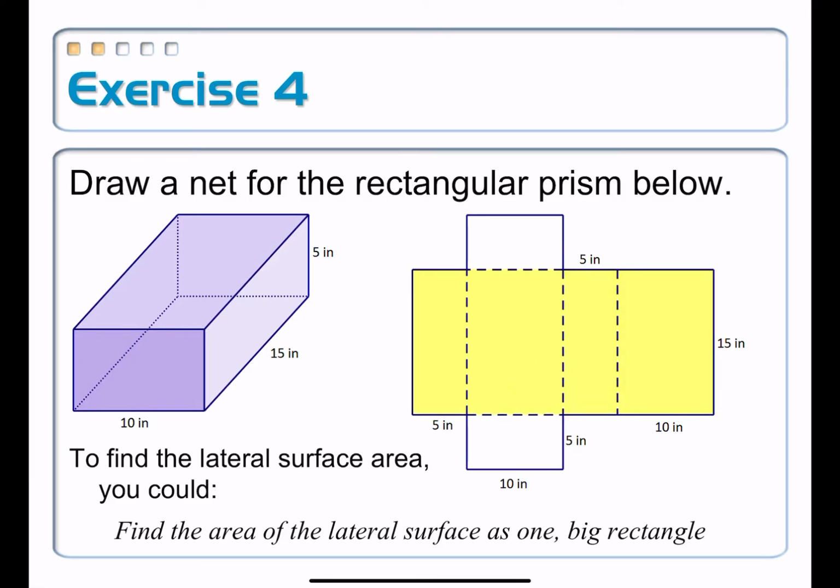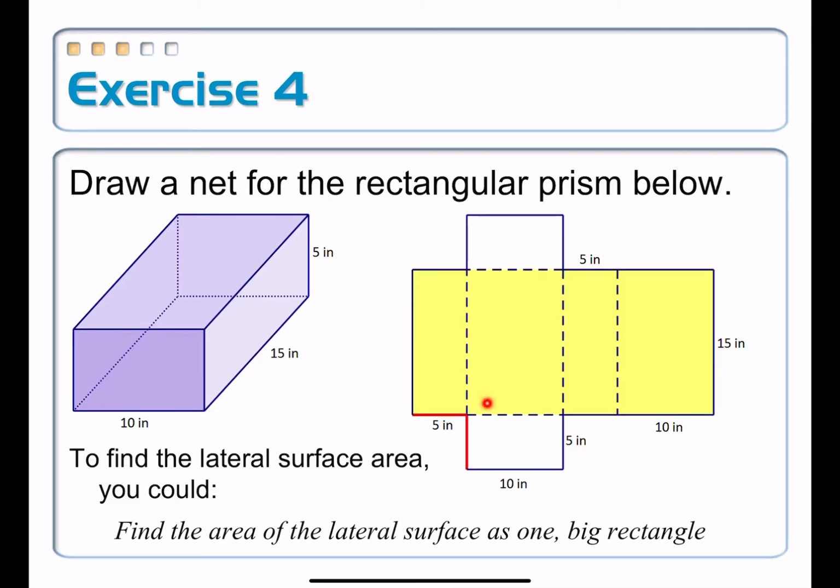If you're going to find the area of a rectangle, you need a base length and you need a height. Well, the height is pretty easy. It's this 15 that's right here. But what about the base length down here at the bottom? Well, this says that it's 5, and the reason why it's 5 is because it matches up with that piece right there. Those two pieces are exactly the same, right?